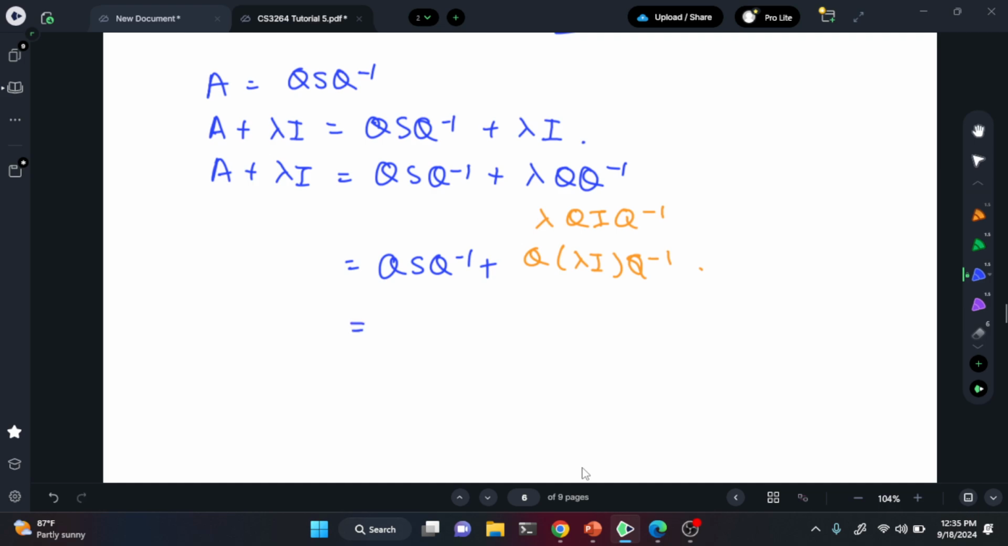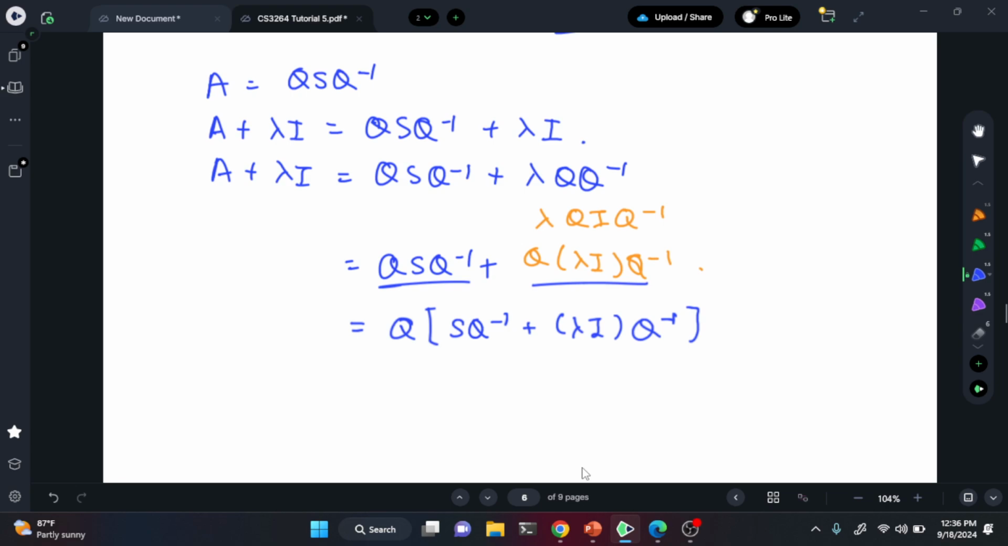So when this happens, now I can group them together. I can apply the distributive law again. I notice that both of them have Q in the front. Okay, so I can combine the Q's together. Now this will be Q multiplied by, this will be SQ inverse plus lambda I Q inverse. Pre-multiplication, because the Q comes in front, so the Q has to come first.